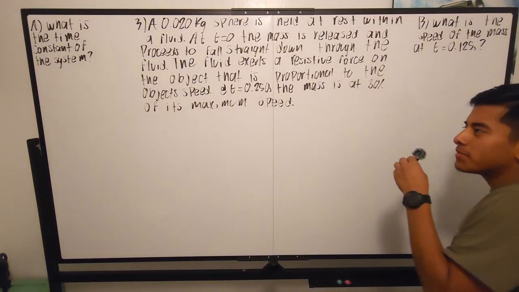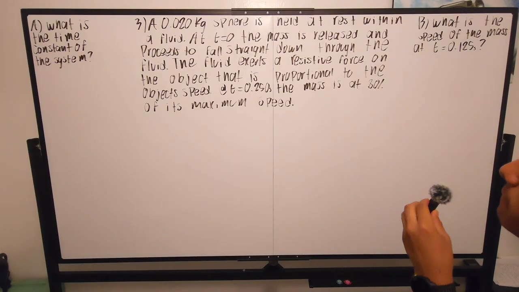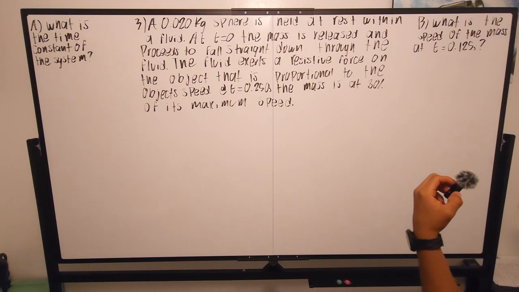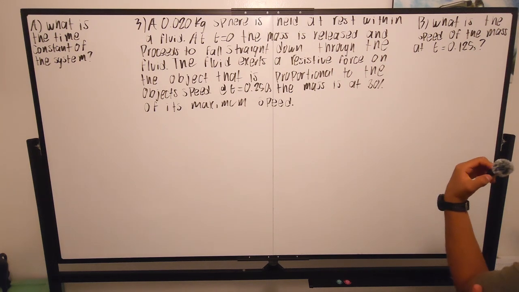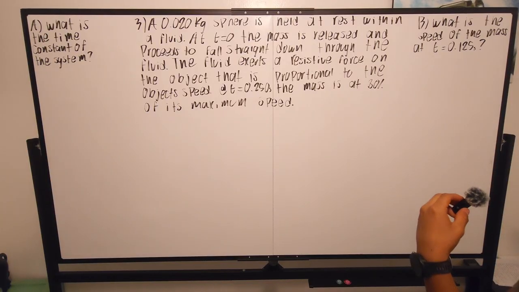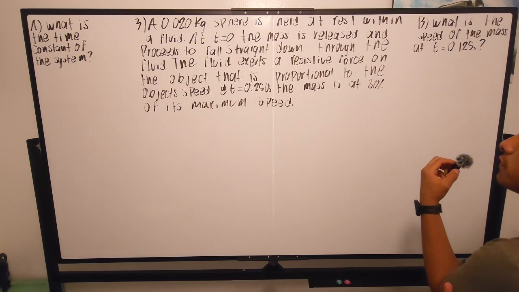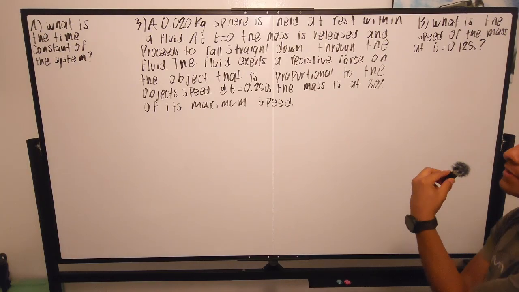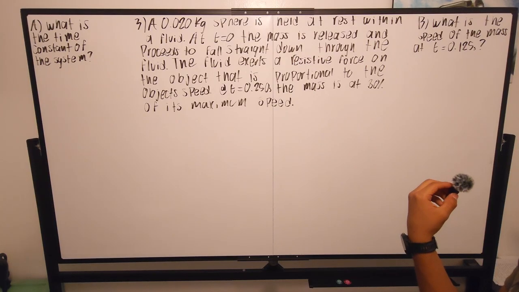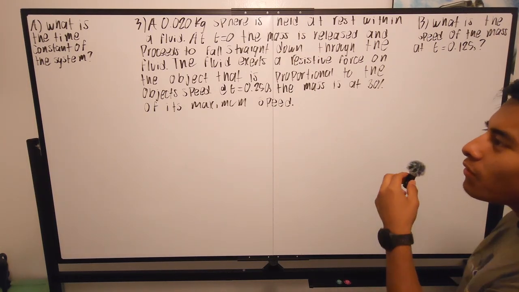Moving on to problem number 3. A 0.020 kilogram sphere is held at rest within a fluid. At time equals 0, the mass is released and proceeds to fall straight down through the fluid. The fluid exerts a resistive force on the object that is proportional to the object's speed. At time equals 0.25 seconds, the mass is at 80% of its maximum speed. So we have like a ball dropped in a, I don't know, pool.